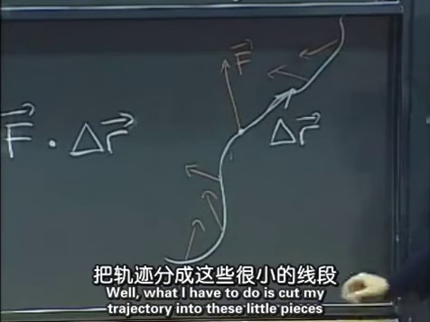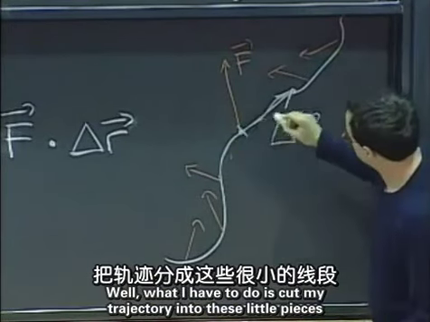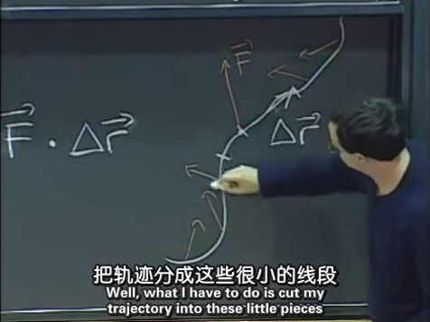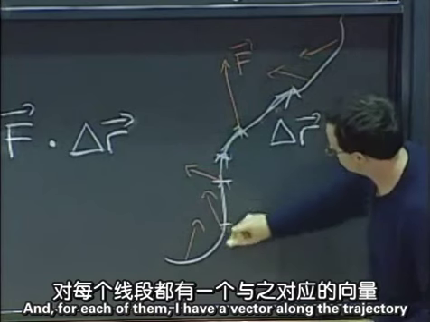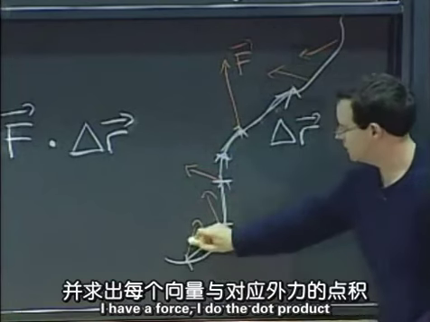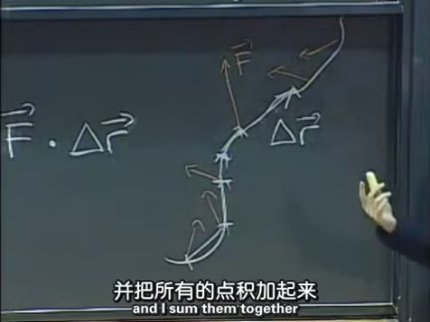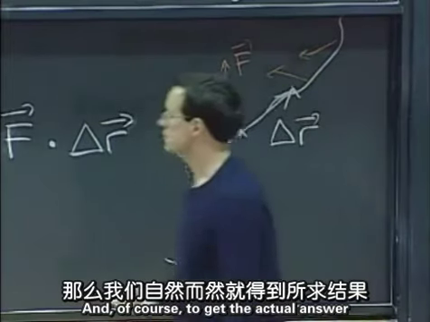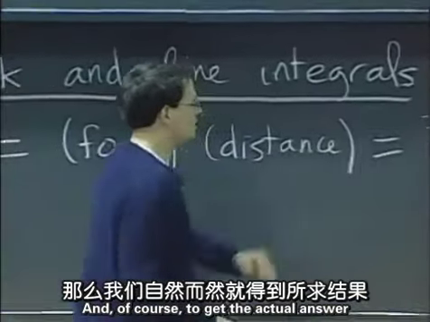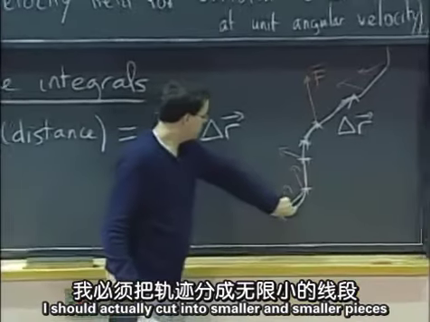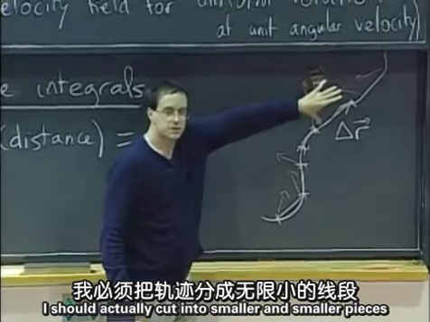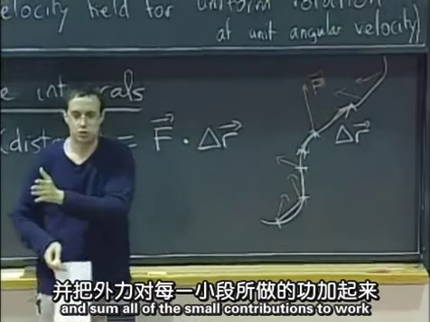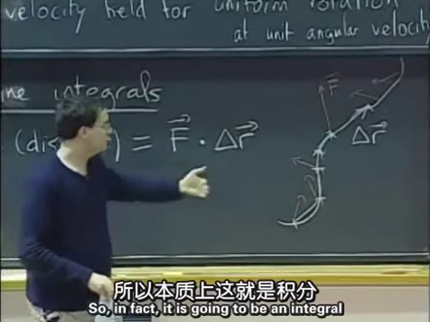Well, what I have to do is I have to cut my trajectory into these little pieces, and for each of them I have a vector along the trajectory. I have the force, I do the dot product, and I sum them together. And of course, to get the actual answer, I should actually cut into smaller and smaller pieces and sum all of the small contributions to work. So in fact, it's going to be an integral.